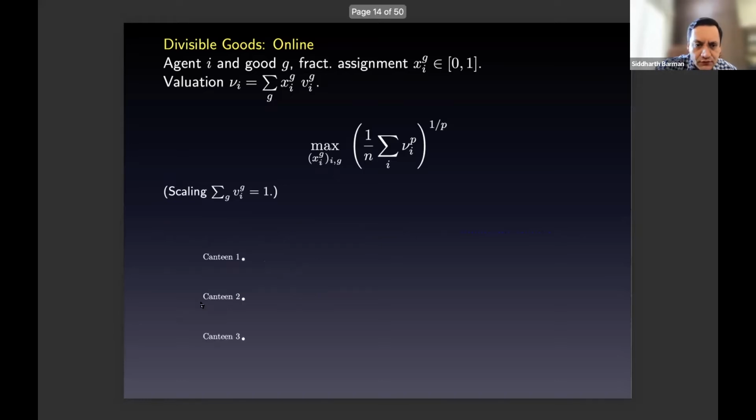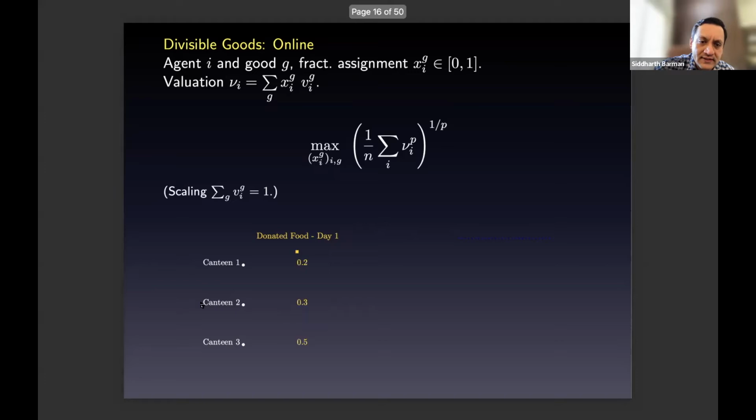Let me spend one more minute and spell out the connection. What are the agents here in this fair division exercise? These are the soup kitchens, the canteens. So small n, the number of agents in this picture, for example, is 3. I have to divide food among these 3 soup kitchens. And what are the goods? These are the food donations you receive every day. So at the central hub, food comes in. This is the good, the first good.